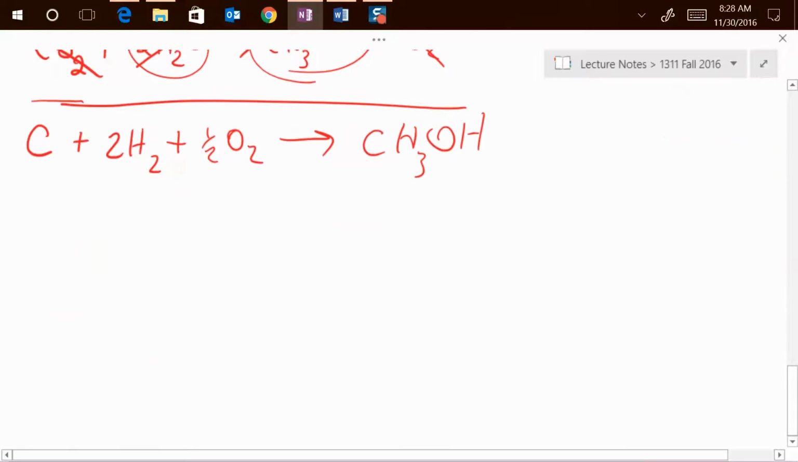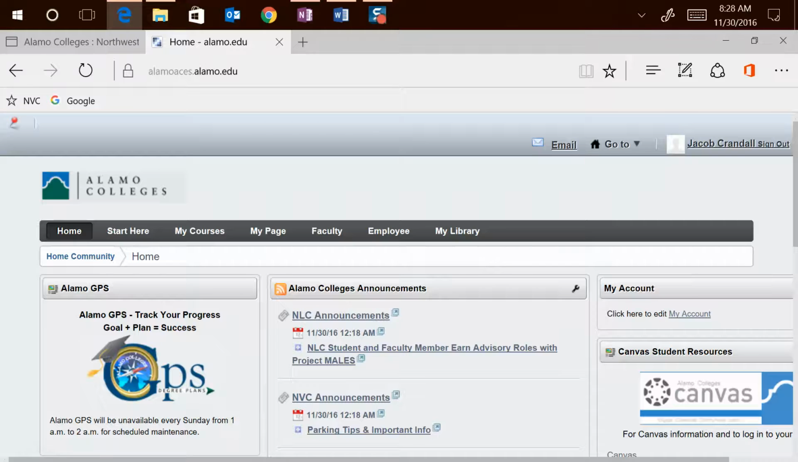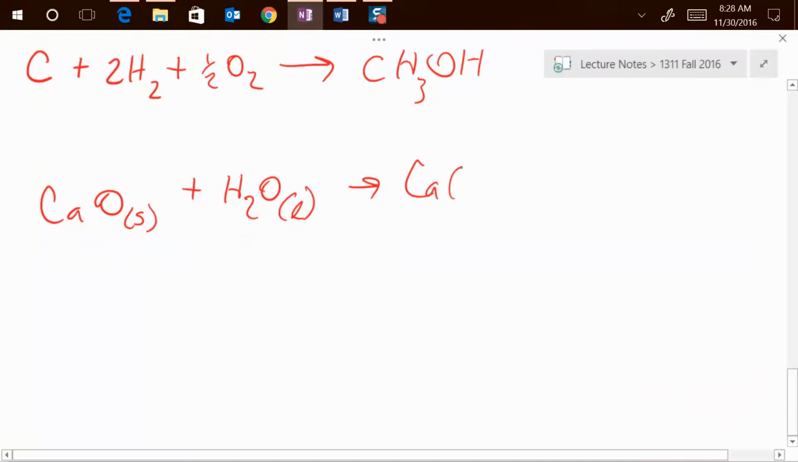Let's look at another one really quick. Now the other thing you have to understand is how to use these delta H's as kind of conversion factors. So here's one, calcium oxide solid plus H2O, liquid, produces calcium hydroxide. Okay, delta H of this reaction is equal to negative 64.8 kilojoules per mole.